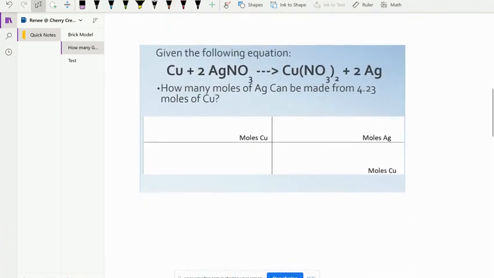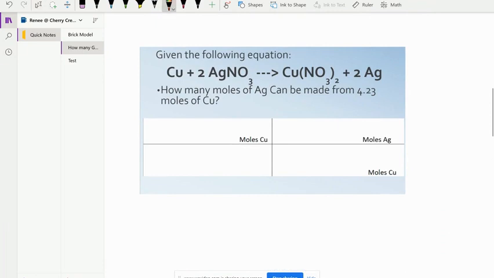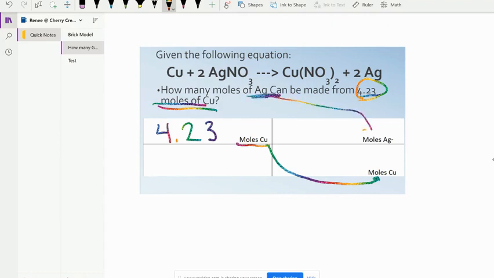Let's try another. Same balanced equation, but different problem. How many moles of silver can be made from 4.23 moles of copper? So where am I going to start? Always 4.23 moles of copper. I'm going to start with what I'm given. Notice I started with moles of copper because those are the units on the number given to me in the problem. Those units waterfall down to the next column, but on the bottom. And then on the top, I have the substance that I want to find out about.